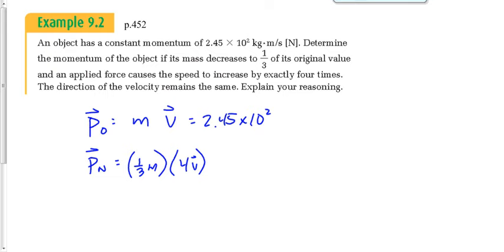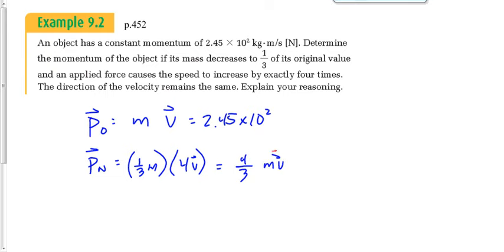Now I want to simplify this by pulling these numbers out front. 1/3 times 4 is 4/3. Right? Just if I was multiplying it by 4 halves, it would be 1 times 4 is 4, 3 times 2 is 6. We just multiply the top numbers, multiply the bottom numbers. 1/3 times 4 is 4/3. M times V.